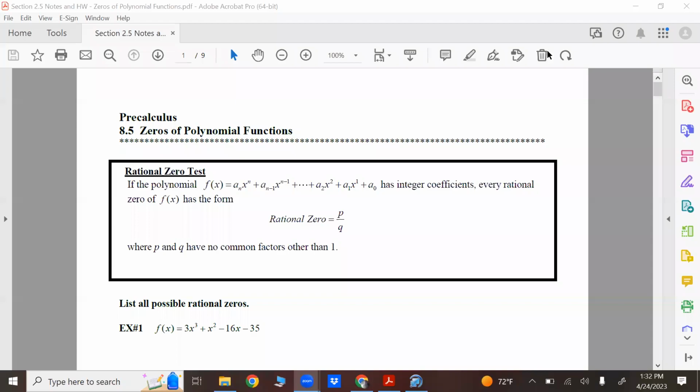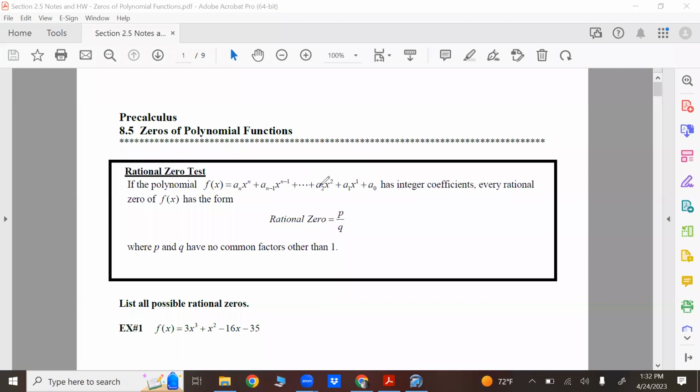Okay, guys, let's start with 8.5, which actually is really more 2.5, I suppose. I think it's our 8th unit of the year. Rational zero test. This seems a little confusing with all the letters up there. Let me just explain what this really means.